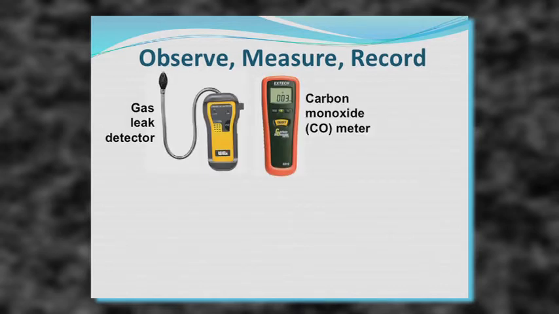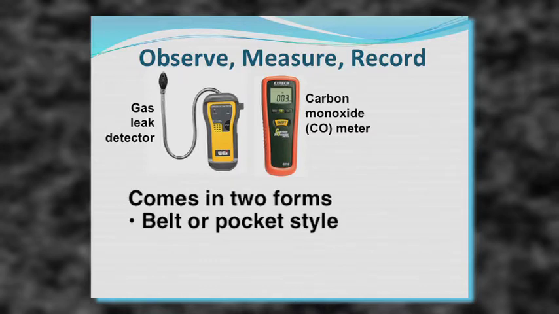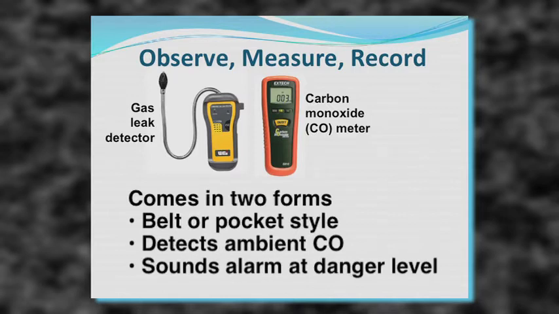Next, we have the carbon monoxide detector. Now, the carbon monoxide detector we get in 2 different forms. We have either a belt style or one that goes in the pocket, and that detects ambient CO and usually will alarm when it reaches 35 parts per million or 25 parts per million, whatever we set it at.